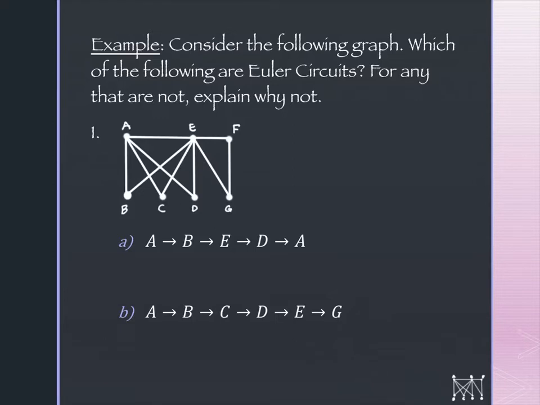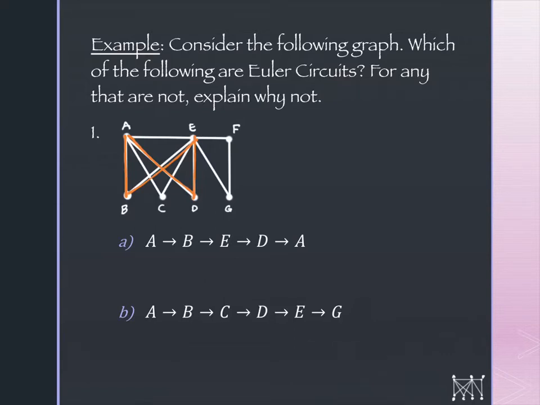All right, so the first one is A to B to E to D to A. You're welcome to use colors. I will do that as well. We'll start with orange. So it says from A to B, and then B to E, and E to D, and D to A. That's what I have. Is it an Euler circuit? No. Is it a circuit?